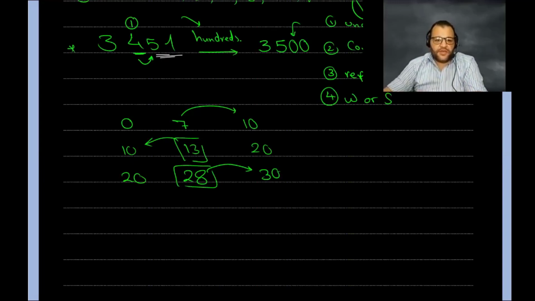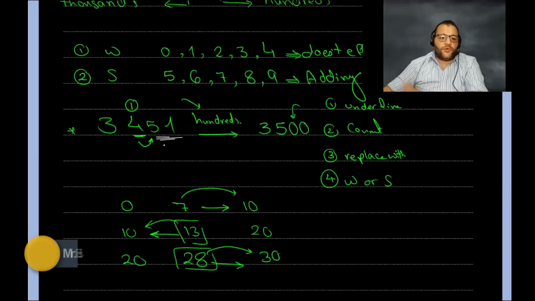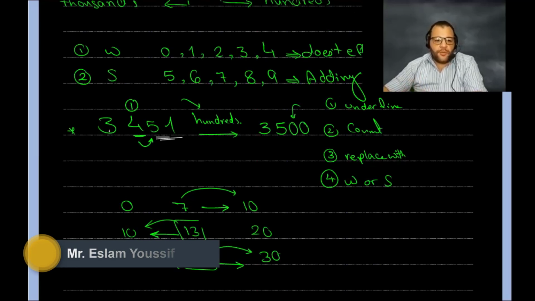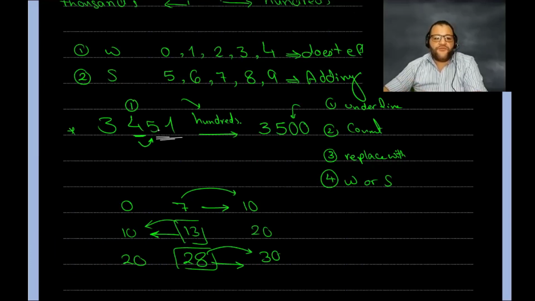Now we have 7. 7 is closest to 10. 13 is close to 10. 28 is close to 30. That is the meaning of rounding. So how can we round a number? The question will say, round the number according to the given place value. We need to round the number 3,451 to the nearest hundred.